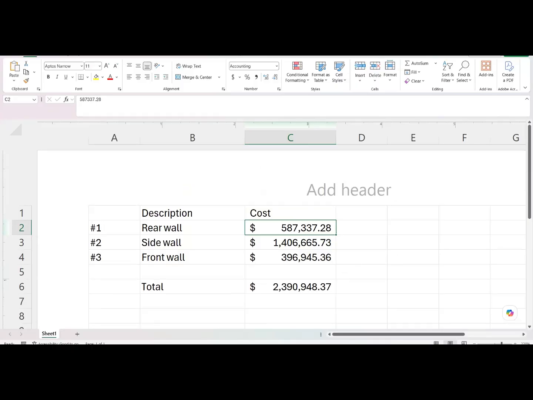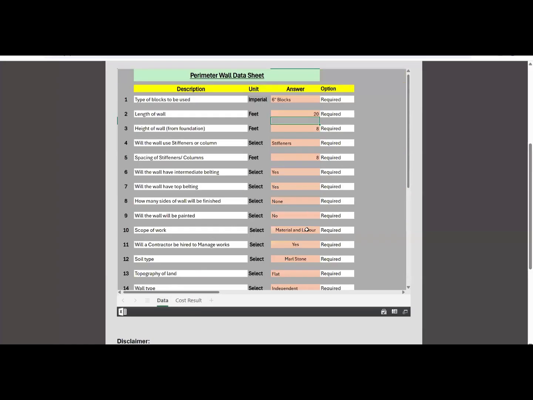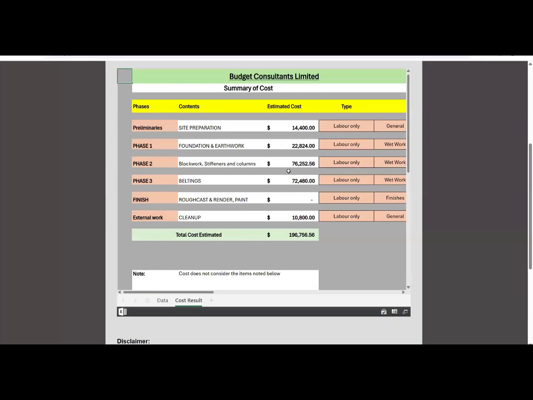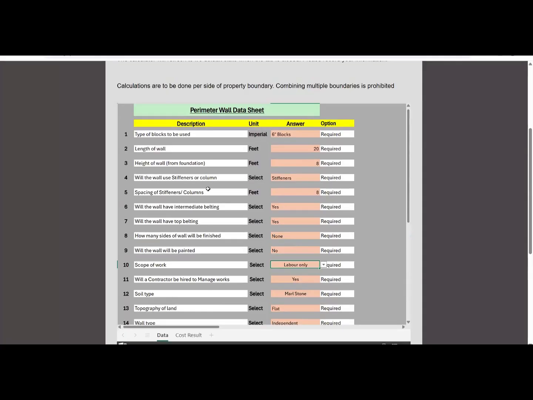You also have the ability with the condition to change the scope to something like labor only and have a different cost represented to construct the wall and do other work. But that is where I'm going to leave it for today.